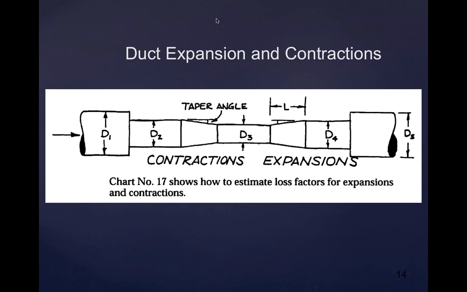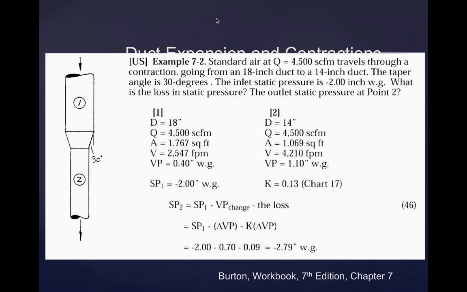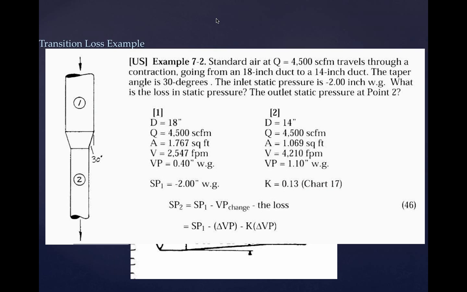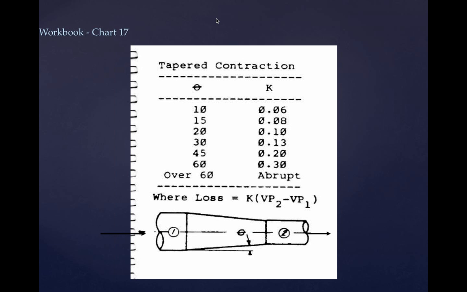Okay, so this is the deal. Here's transitions. We got the same deal. Through each one of these transitions, we're going to lose some energy as well. So the velocity is going to change through each one of the transitions, and the K value that we calculate uses the taper angle of the transition and the velocity change. That's K times the change in velocity is how you calculate that loss. So that's a little bit different. Static pressure 2 is equal to static pressure 1 minus the change in velocity times that K value. There are the K values for the different tapered transitions.